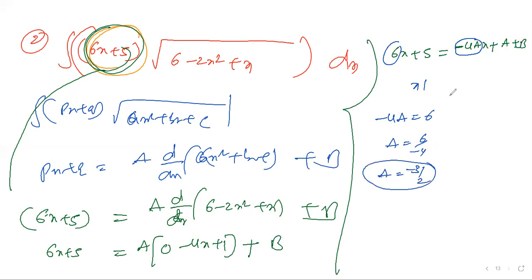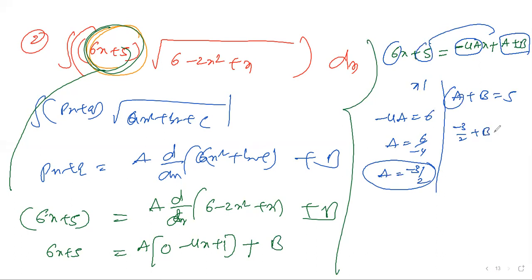No, sir. Next, compare constants. Constants means what? a plus b is equal to 5. What's the value of a? Already known, minus 3 by 2 plus b is equal to 5. Now b is equal to what do I get? 5 plus 3 by 2. So if I simplify 5 as 10 by 2, it is 13 by 2. Clear? Any doubt on that? Okay. Now it's clear. No doubt at all.